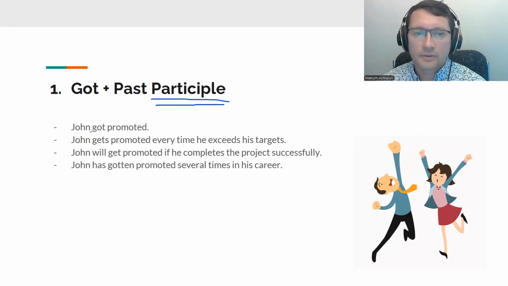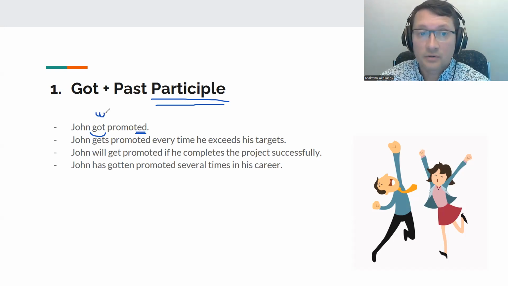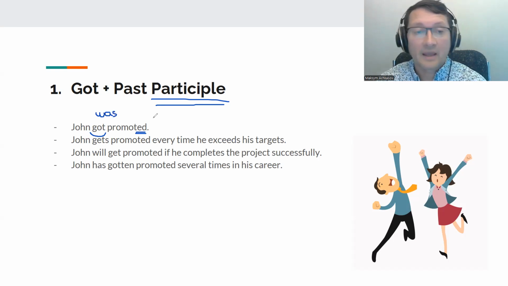John got promoted. We have the word got plus the past participle, and this is a regular verb with the ending ed, and it means that this person was promoted. So if you replace this word got with the verb was, this is just a very simple basic form of passive voice of the past simple. Okay, John was promoted.